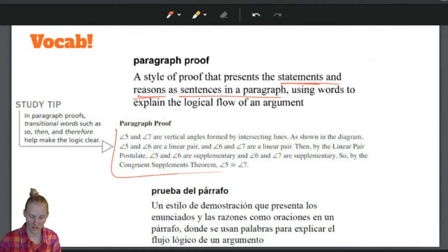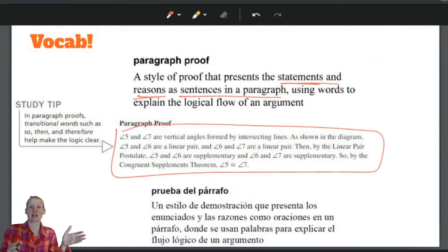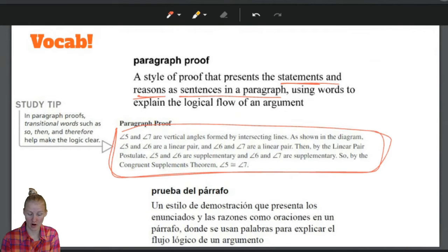So this is what one looks like. It just looks like a paragraph. It's a lot of words. It's not a ton of math symbols. So maybe if you're like, Miss Dodge, I can explain this in words, but I can't do all of like the math speak that you're telling me. Maybe paragraph proofs are for you.